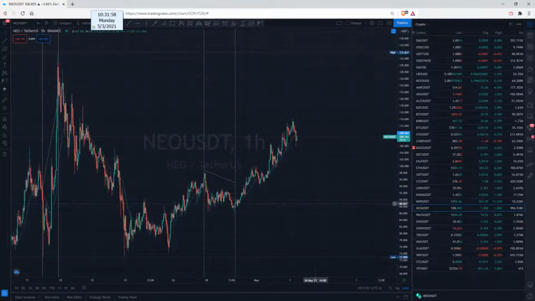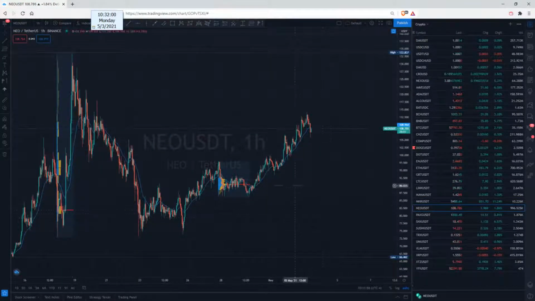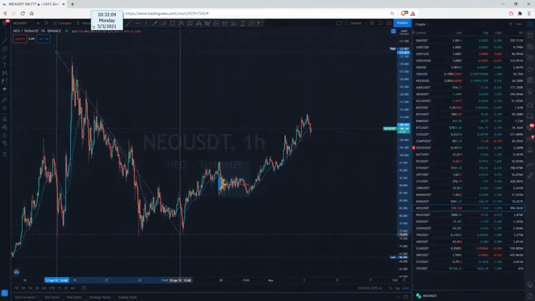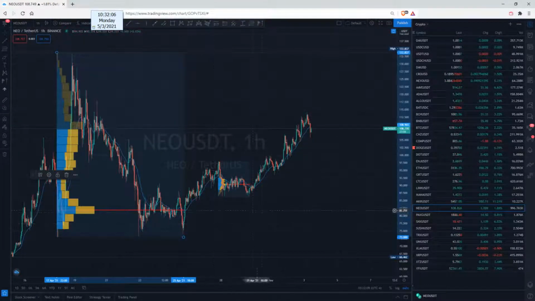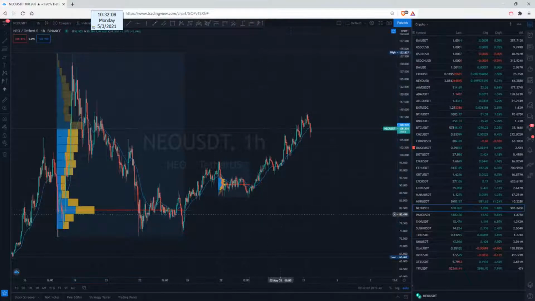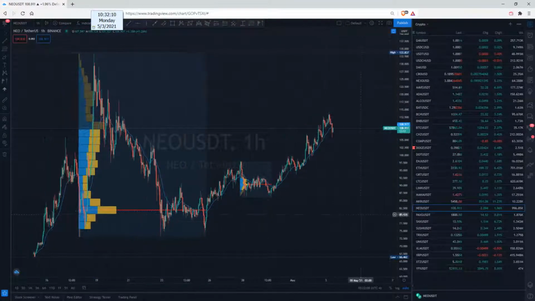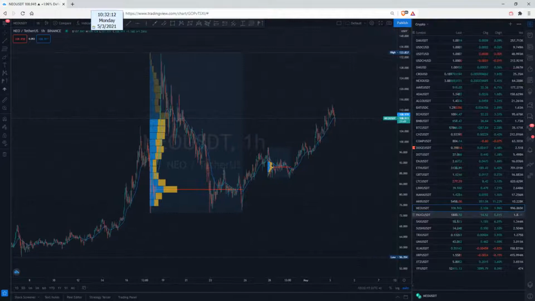Neo's up in the stratosphere. Oh, man. As far as the volume nodes go, realistically, the POC is just so far down in the 80s. I don't want to buy way up here. We need to drop at least 20-25%.